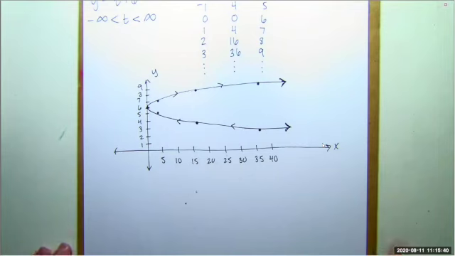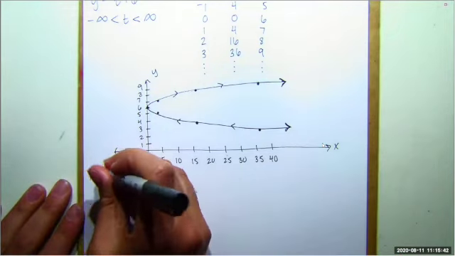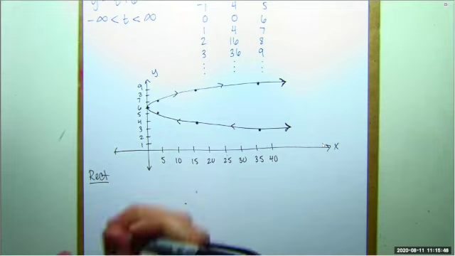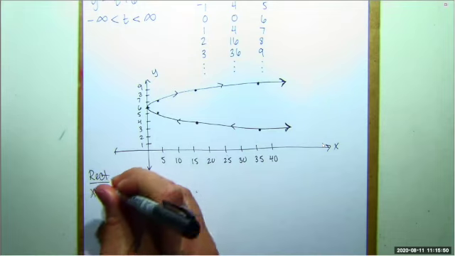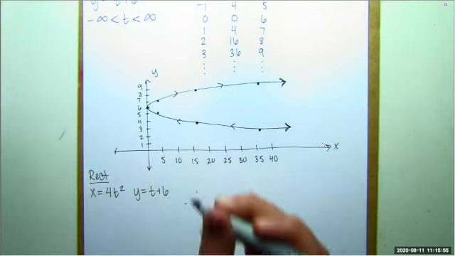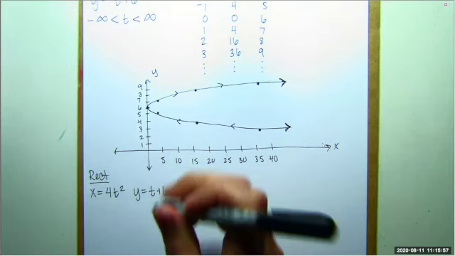The next thing we'd want to do is come up with the rectangular equation. So the rectangular equation is, of course, in terms of x and y and not t. So let's put down our two equations. We had x is equal to 4t squared and y is equal to t plus 6. Now this one's going to look a little bit different than the last two.